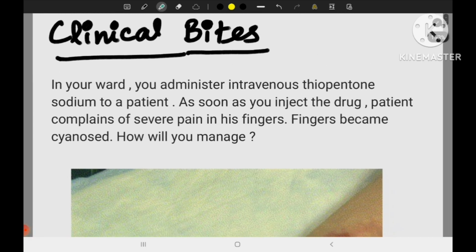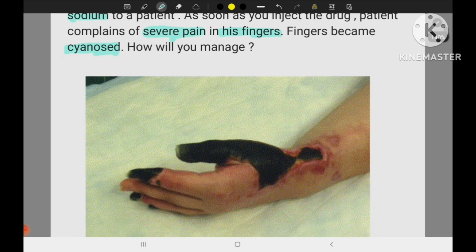So first let's see the keywords in it. First, what you administer is intravenous thiopentone sodium. So what is thiopentone sodium? It is an intravenous, not inhalational, agent. Many a times we forget that, right? It is an intravenous anesthetic agent. Next, the patient complains of severe pain in his fingers. The fingers have become cyanosed, and the diagram has been given.